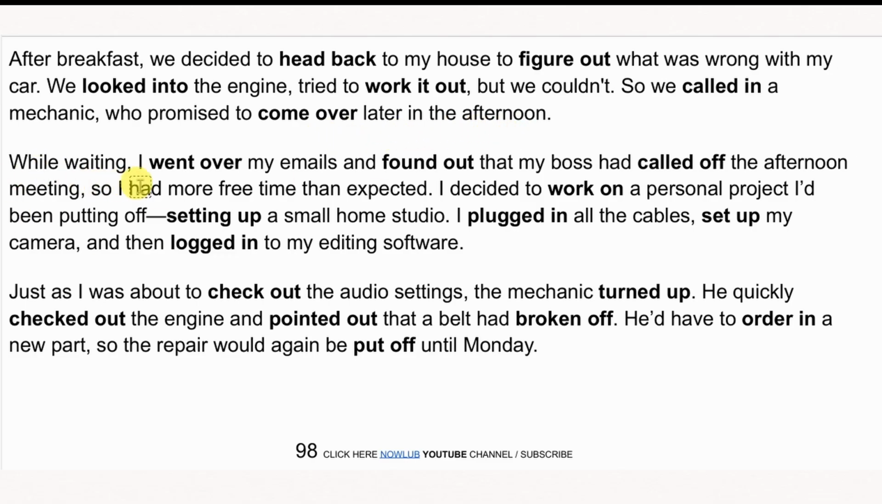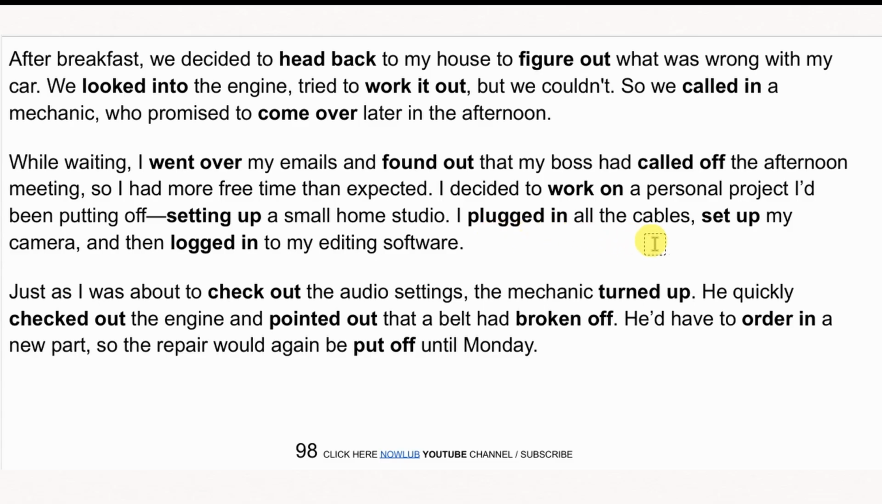While waiting, I went over my emails and found out that my boss had called off the afternoon meeting. You remember the meaning of to call off? To cancel. So my boss had called off the afternoon meeting. So I had more free time than expected. I decided to work on a personal project I'd been putting off, setting up a small home studio.